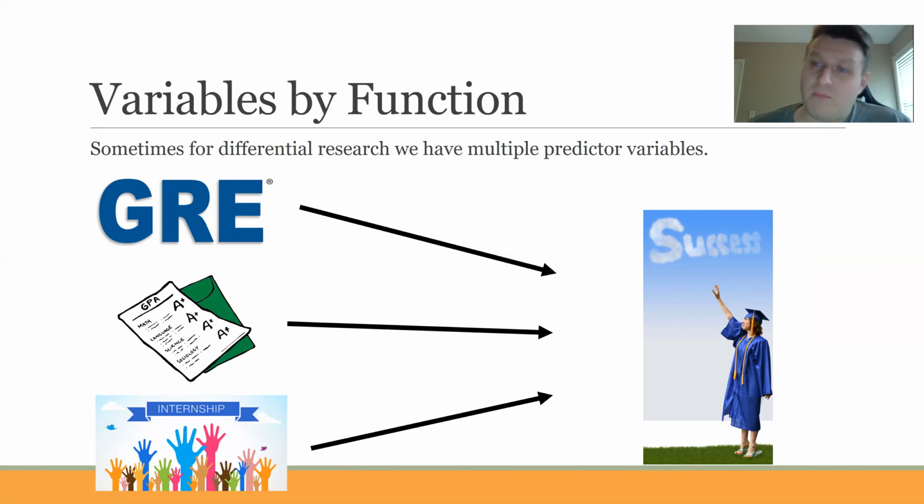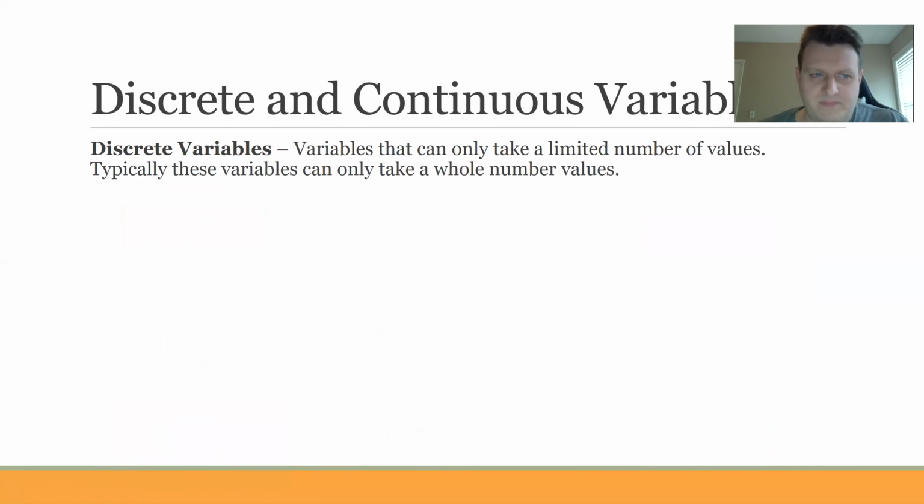So we might have multiple predictor variables. We might have something like your GRE score, your GPA, whether or not you had an internship, maybe the quality of your internship. So with differential psychology, we might have multiple predictors for a single outcome. Okay. Moving on. That's stuff you've probably gotten before.